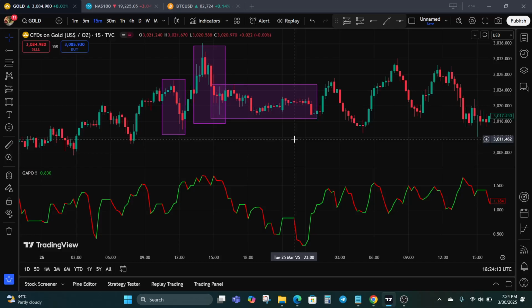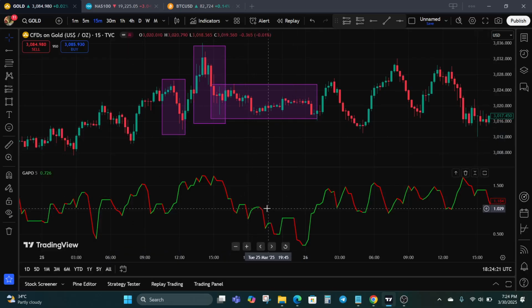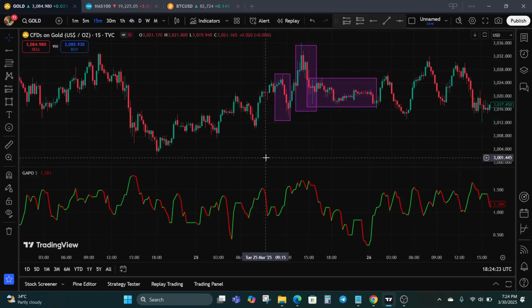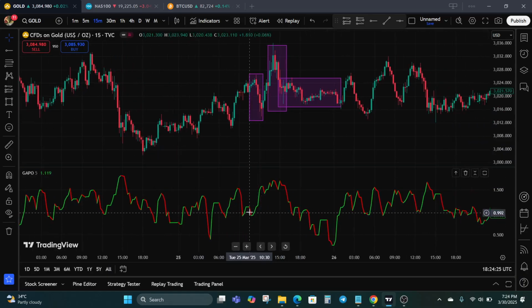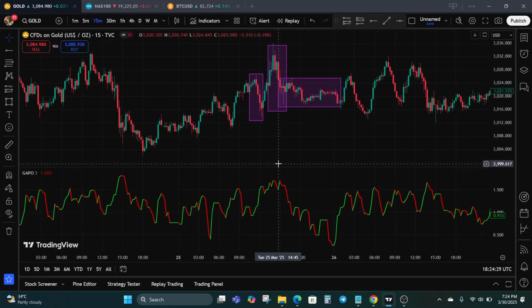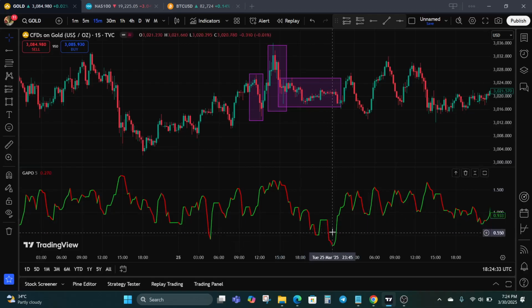Now, if your strategy is based on volatility, whether you trade during high volatile sessions or you prefer to trade during low volatile sessions, this indicator can assist in your strategy, right? Because when you notice that the indicator value is rising, it shows that volatility is increasing, right? So you can take advantage of that, okay? While a lower value suggests market stability, meaning that price movements are more controlled, right?